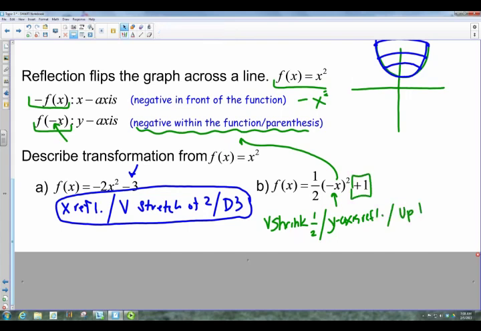Okay, so over this section we've talked about translations left, right, up, and down, and the transformations of dilation and reflection. Give these problems a try. If you need my help, let me know, and good luck.